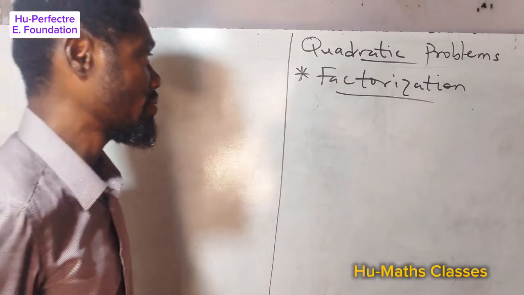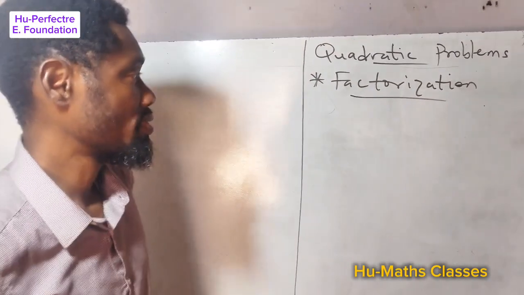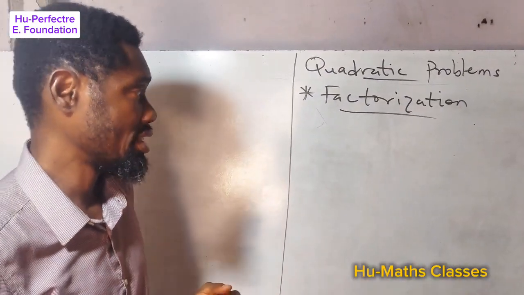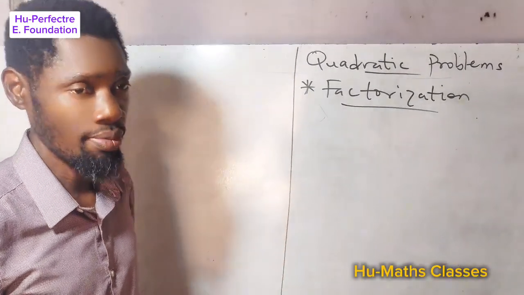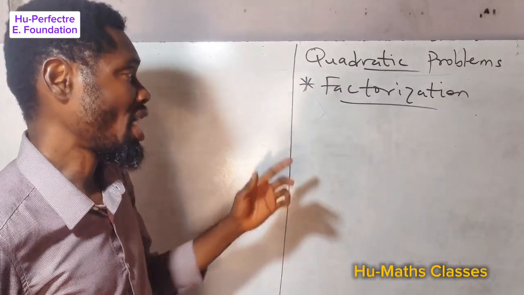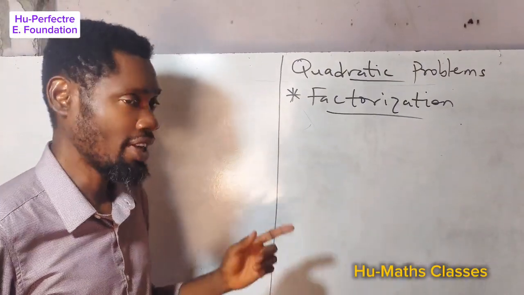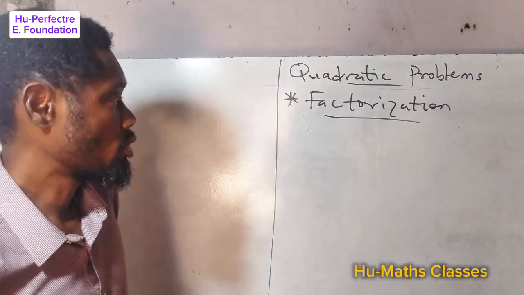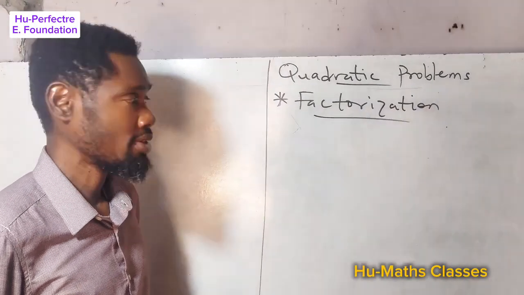Okay, let's look at another method in solving quadratic problems. We've dealt with the completing the square method and the general formula method. We are looking at the factorization method today. To factorize a quadratic problem is simply expressing the quadratic problem as a product of two linear factors or binomials.